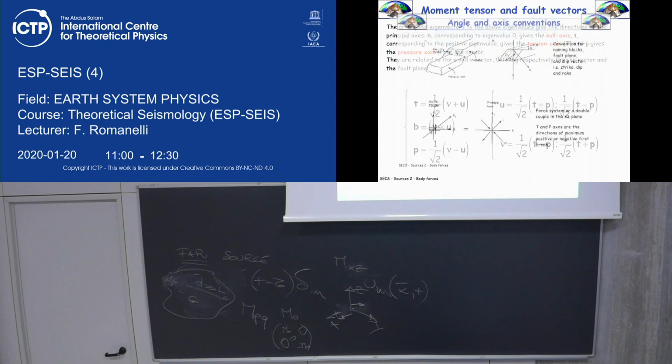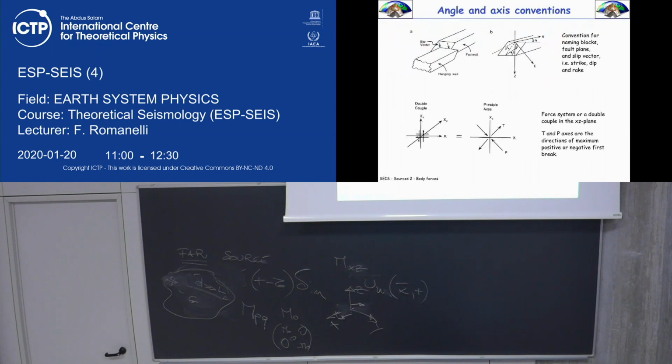And the third representation is, given a fault, what about the elements of M_pq when they are not in the diagonal system? In the diagonal system, we know plus, minus, 0. But in general, how can they be written using u and n? That's the final step for conventions. It's just algebra.